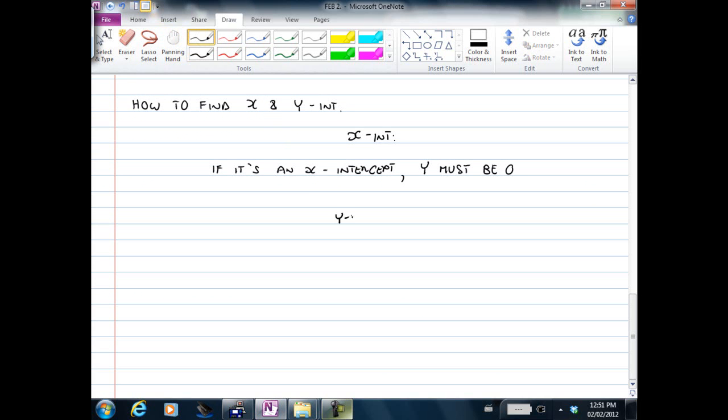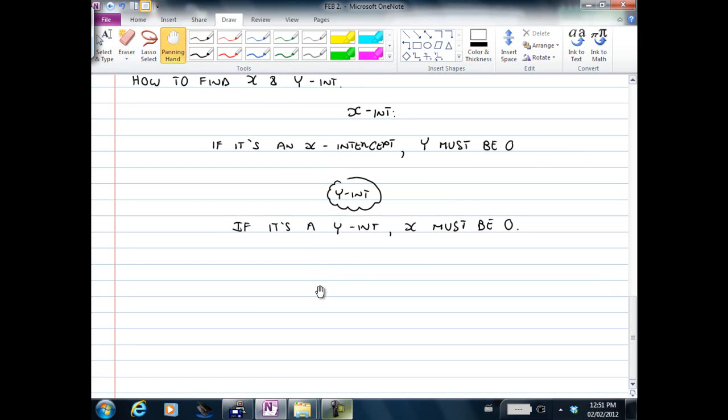Y-intercept. If it's a y-intercept, x must be, or what must x be? 0. Guys, so far it's pretty simple. But now let's work with the equations and some numbers.